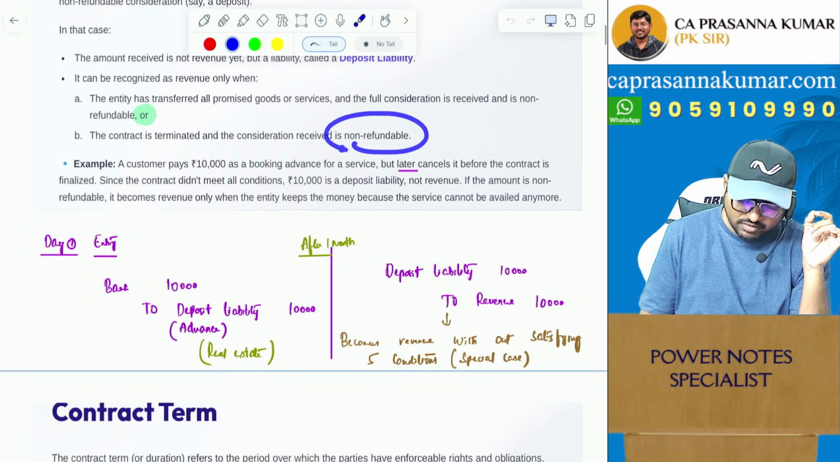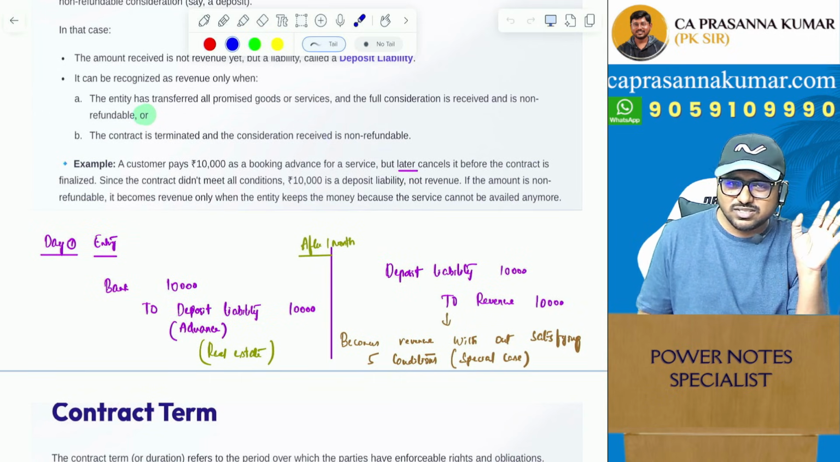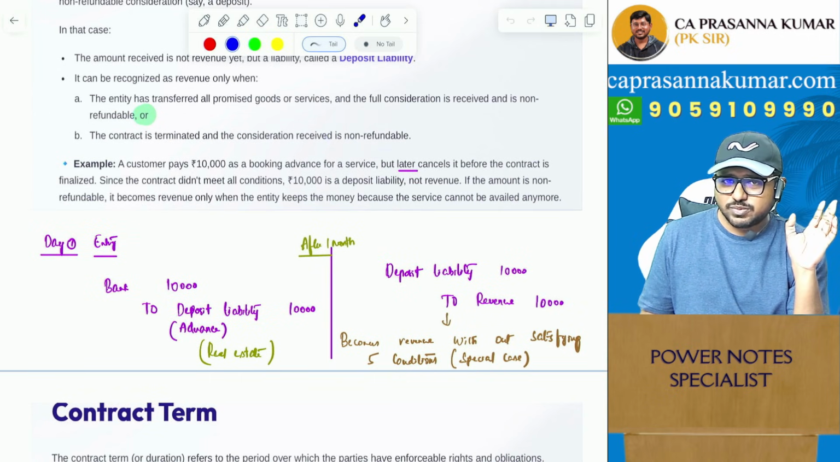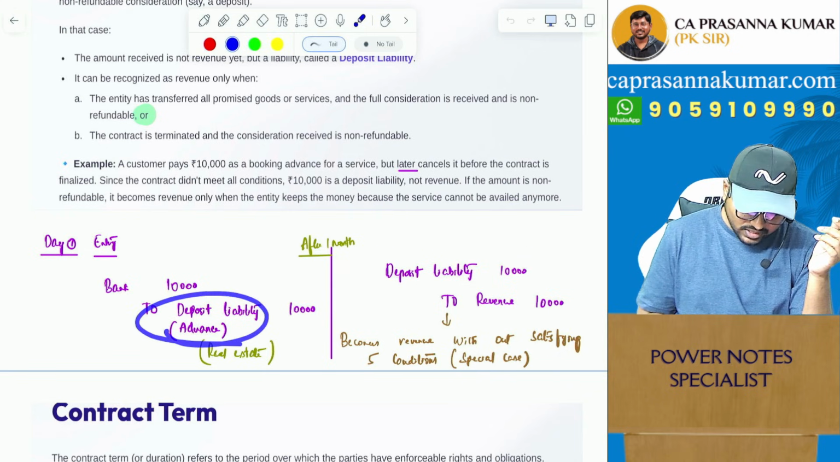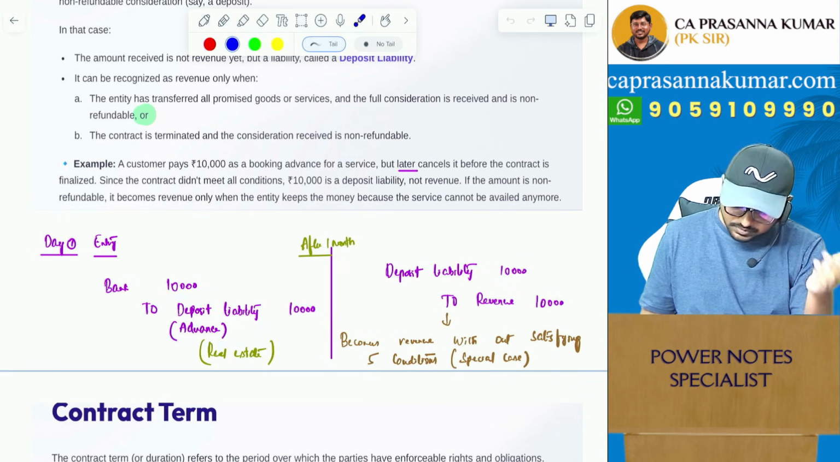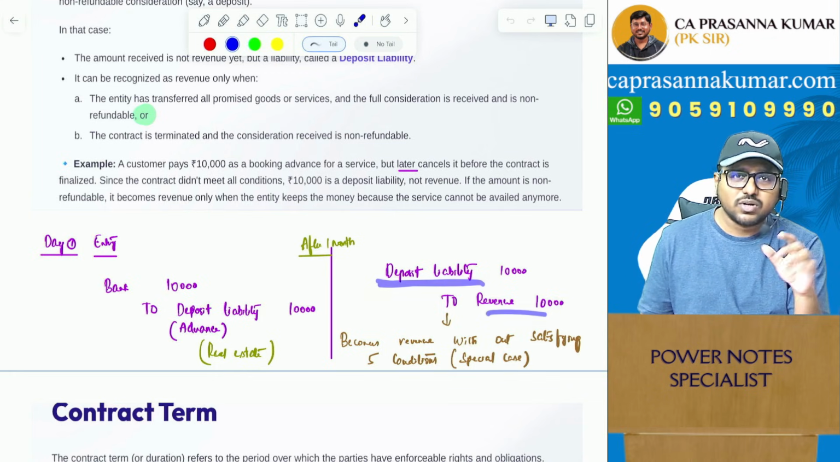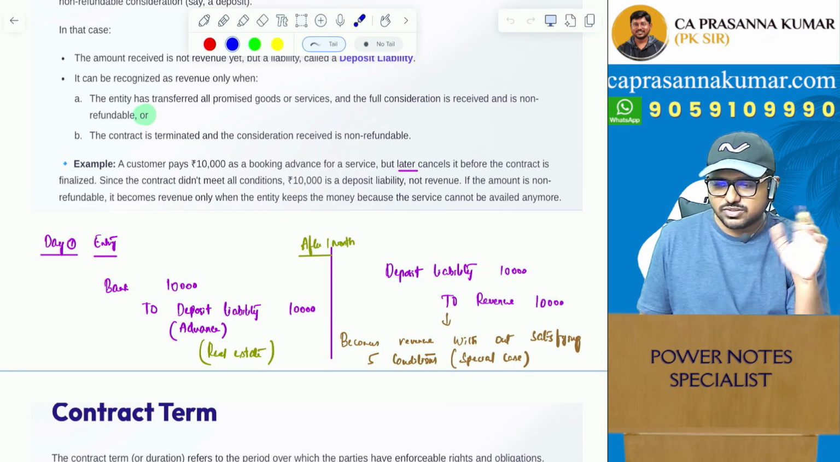However, to recognize the revenue, this condition should be met. What is that? The non-refundable condition. The customer must cancel the contract and the non-refundable clause must be there. In that case, you can recognize it. Got it? Otherwise, you'll pay the money back. That's all. Initially, you'll recognize a deposit liability. If it is refundable, debit deposit liability and credit bank. You'll pay the money back to the customer. As simple as that. Are we done with this?